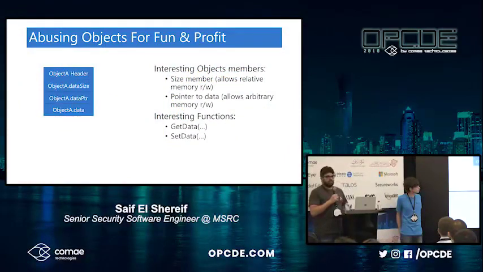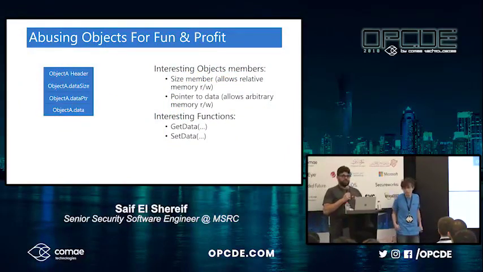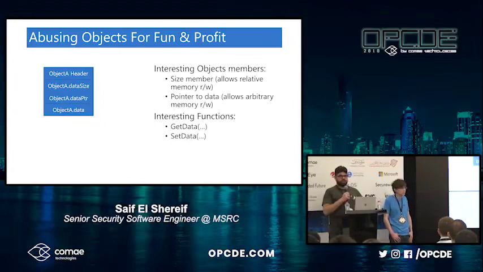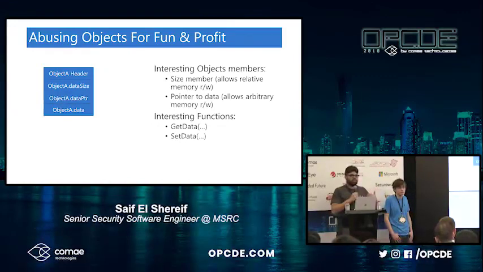One of the most interesting members is the size member, which allows relative read and write. If you think about it, if an object has a size and you overflow that size or change its value from 1 to 100, then when you're working on that object later on, it thinks that its size is 100 while actually its size is 1, accessing memory relative to its location in memory, and thus the name relative memory read and write.